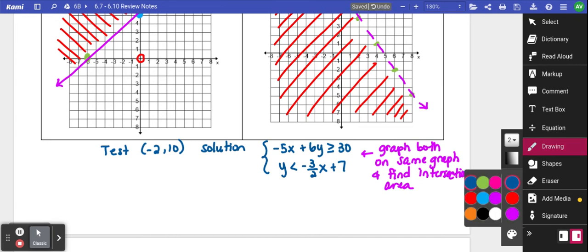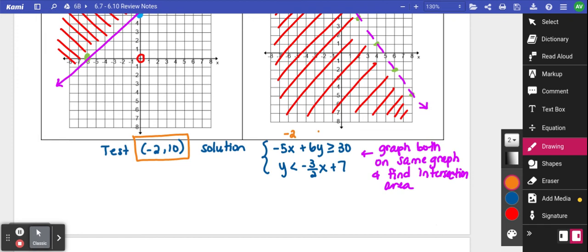In this case, I'm asking you to test to see if this point is a solution, which means it needs to work for both of these inequality problems. To do that, I'm going to take the -2 and the 10, and plug them in instead of the x and the y in both of these problems and see if I end up with a true statement or not. So let's start by testing this one first.